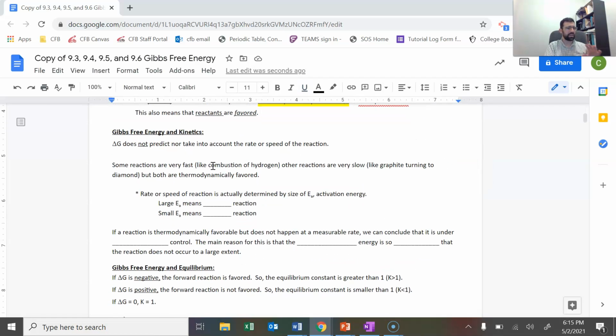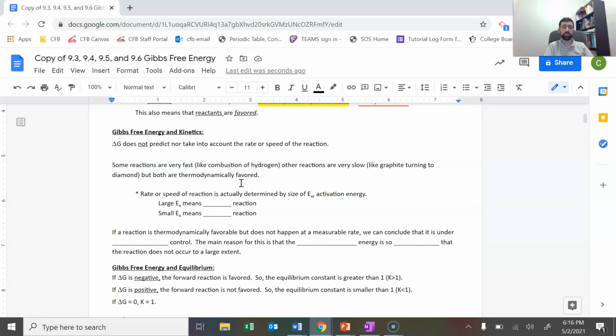Now let's talk about it in terms of kinetics and some things we need to know about that. Delta G does not tell us anything about the rate or speed of the reaction. So kinetics and Gibbs free energy aren't really related. They don't really impact each other directly. So some reactions are very fast. That's like the combustion of hydrogen. It explodes. It's a very quick reaction. Other reactions are really, really slow, like graphite turning into diamond.